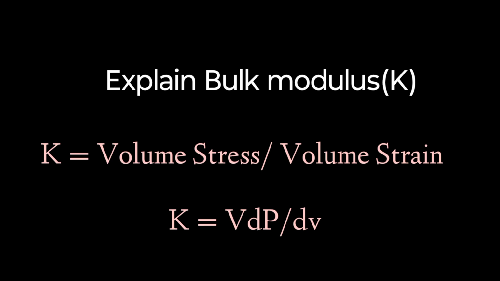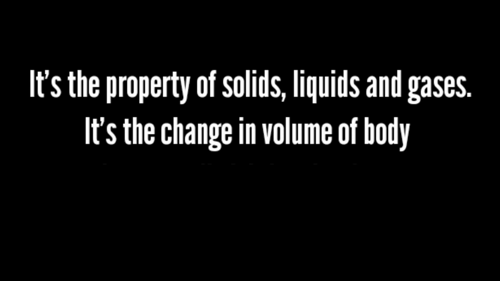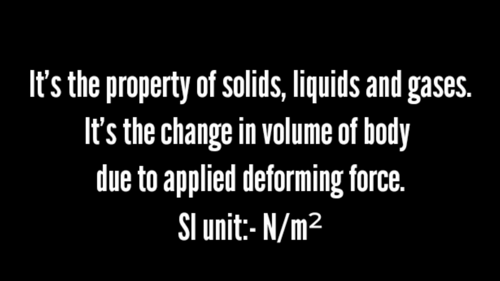Okay, now moving ahead with the next elastic constant, that is bulk modulus. So bulk modulus is represented by the letter K, and this is the ratio of volume stress and volume strain. K is equal to VdP upon dV. It is the property of solids, liquids and gases, and bulk modulus is the change in volume of a body due to applied deforming forces. SI unit will be Newton per meter square.